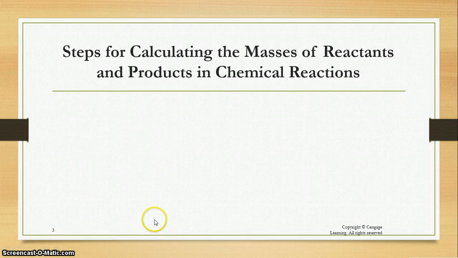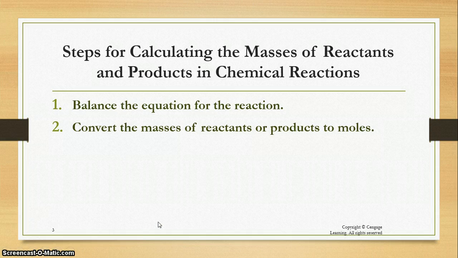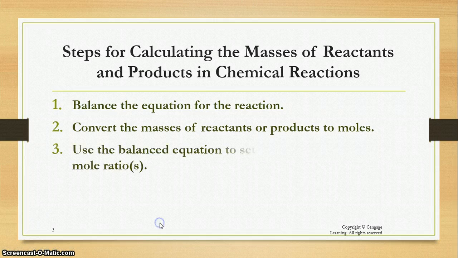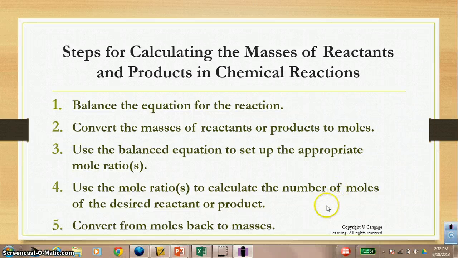There are steps for calculating the masses of reactants and products in a chemical reaction. The balanced equation is essential, so you have to start with balancing the equation first. Convert masses of reactants or products to moles. Use the balanced equation to set up appropriate mole-to-mole ratios. Use the mole-to-mole ratios to calculate the number of moles of the desired reactant or product. And the last thing is to convert from moles back to masses.